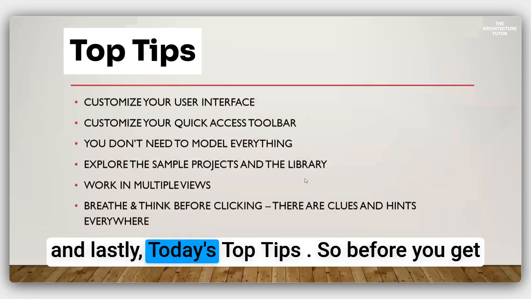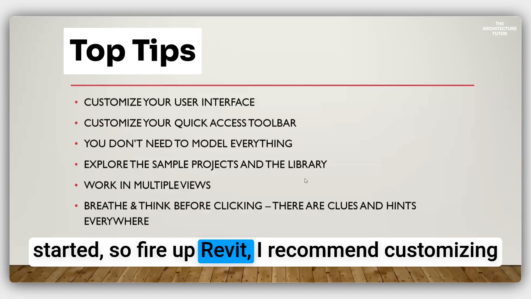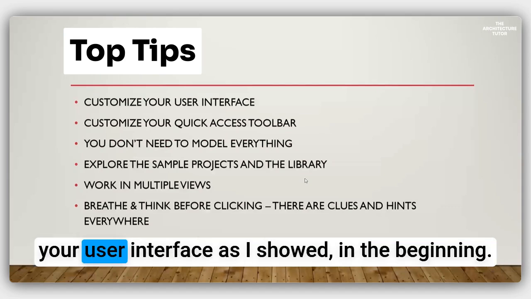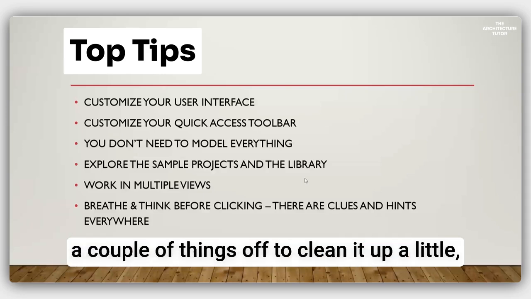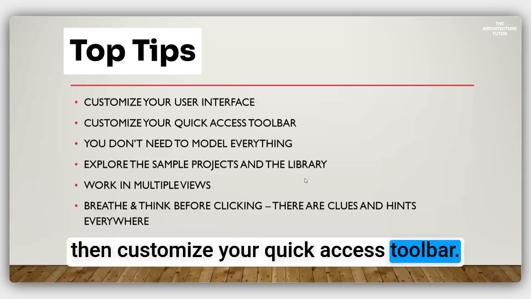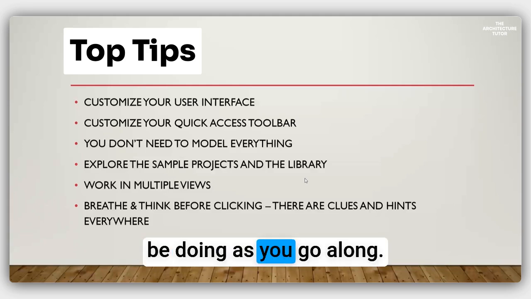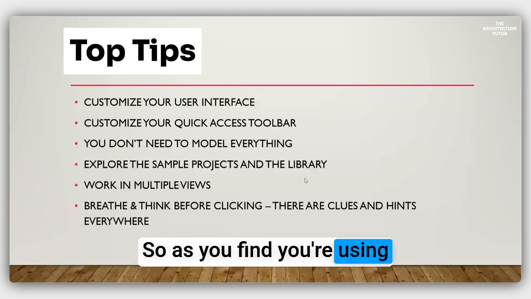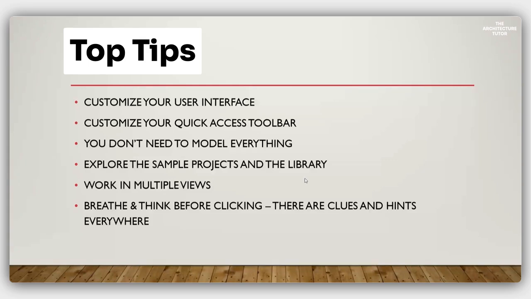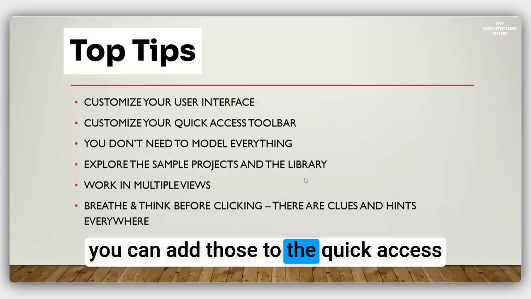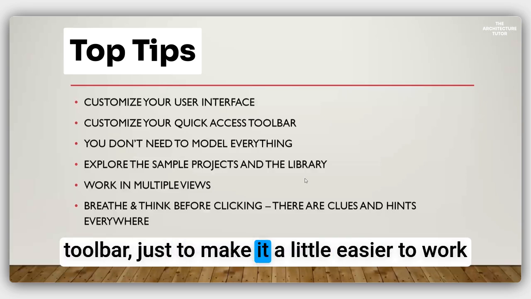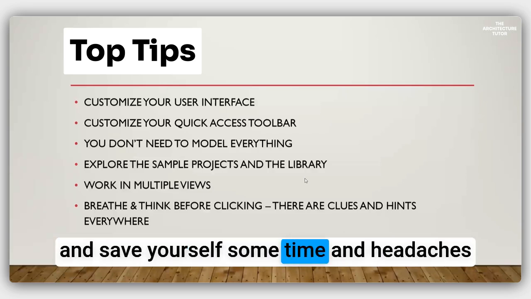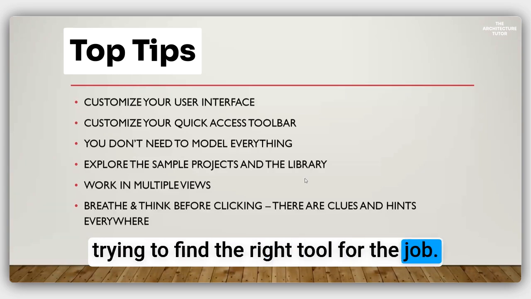And lastly, today's top tips. Before you get started, fire up Revit. I recommend customizing your user interface as I showed in the beginning, so rearranging the windows and clicking a couple of things off to clean it up a little. Then customize your Quick Access Toolbar. This is something that you'll be doing as you go along. As you find you're using certain tools over and over, you can add those to the Quick Access Toolbar just to make it a little easier to work and save yourself some time and headaches trying to find the right tool for the job.